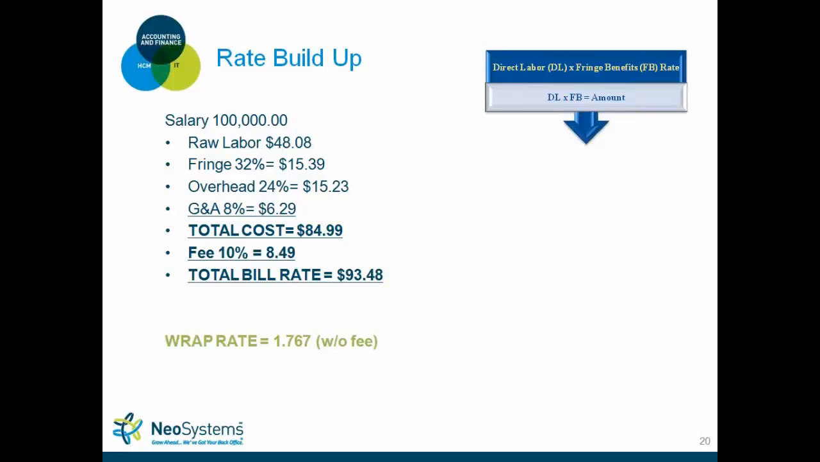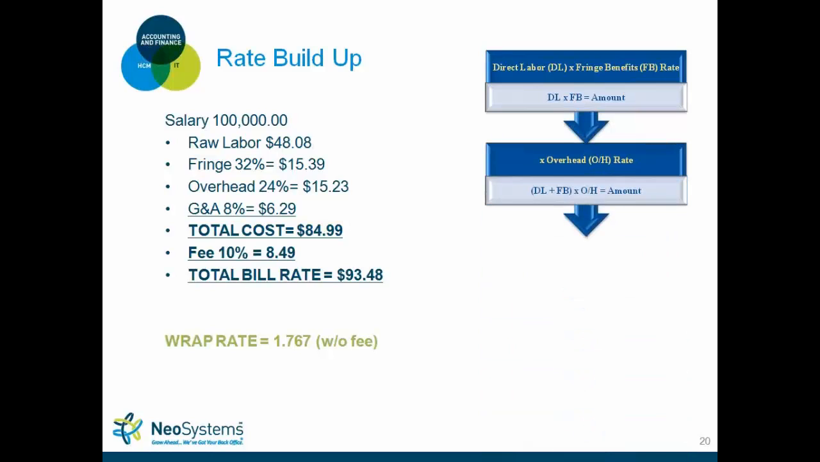And if you're able to pass that level, then you're able to do this exercise for every RFP, for every project profitability exercise that you go through, and for every cost buildup. So how you build up a rate is that you take the raw labor times the fringe rate. In this case, I use 32%, so that adds an extra $15.39.